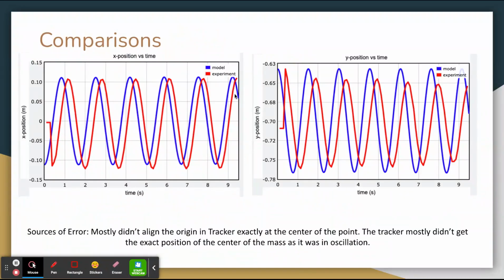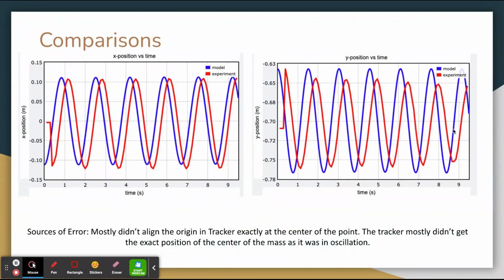So, comparisons between the model and experiment in both x and y directions. Here we have our x position versus time. The blue line is the code that we generated, and the red is the experiment. We can see that the experiment is a little behind compared to the model, but having the same amplitude. And in y position, we can see that the model had more amplitude than our actual experiment that ran through.